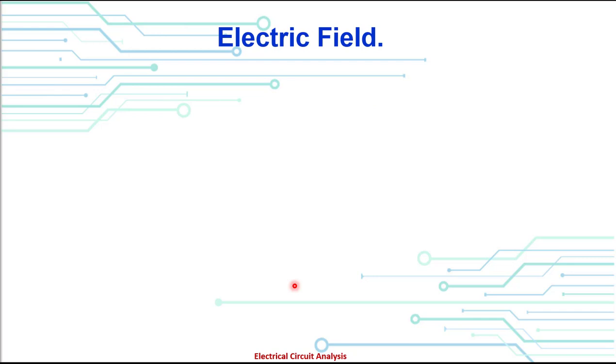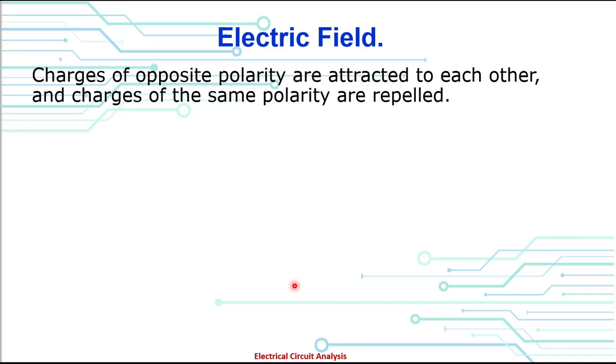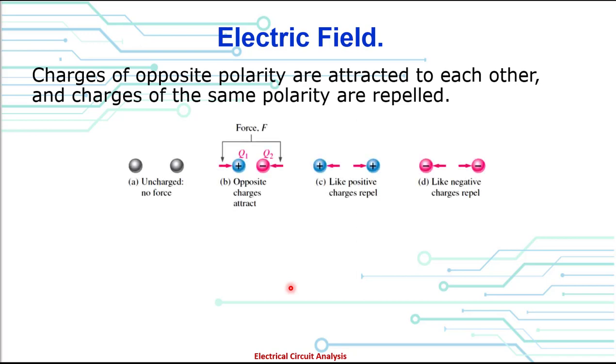Electric field. Charges of opposite polarity attract each other, while charges of the same polarity repel each other. In this figure you can see if you put two neutral bodies together, they experience no force between them. If you put two oppositely charged bodies together, they experience a force of attraction. If you put two similarly charged bodies together, for example in this case positively charged bodies, they experience a force of repulsion. And similarly, if you put two negatively charged bodies together, it means they have the same polarity of charges, they experience a force of repulsion.